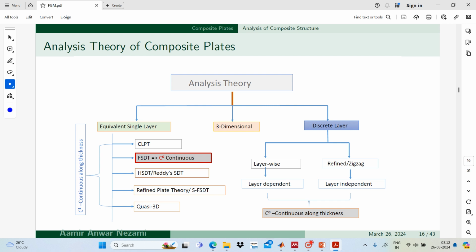And these are the analysis theories, which may be equivalent single layer, three-dimensional, or discrete layer, which we have studied in the laminated composite plates already. So this is the classical plate theory, then first order shear deformation theory, higher order shear deformation theory, refined plate theory, quasi-three-dimensional theory. Similarly, in the discrete layer theory, layerwise is layer dependent, whereas the refined zigzag theory is layer independent, that is C0 continuous.